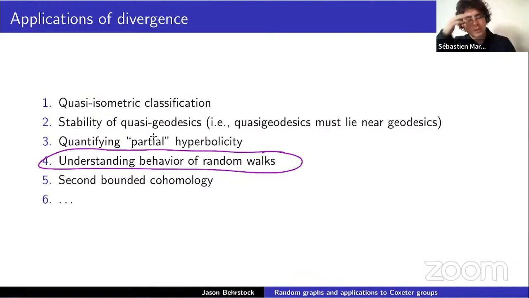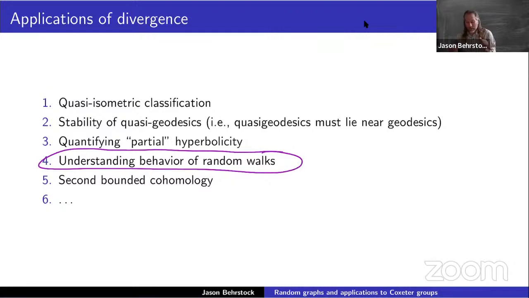May I ask a question about divergence? Yes, please. On the previous slide, you mentioned the definition of divergence and the fact that it is a quasi-isometry invariant. Something that is not very clear to me is whether it's invariant under which choice of bi-infinite geodesic you make. Is it just a property of the space, or is it a property of a space endowed with a particular choice of bi-infinite geodesic?